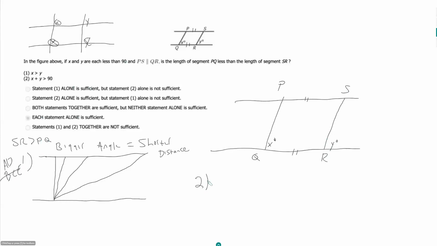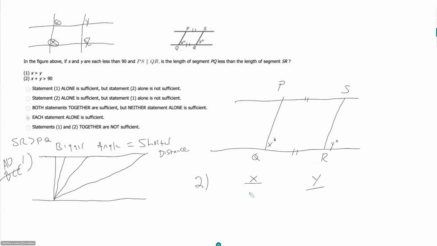Statement 2: x plus y is greater than 90. So if we use the information we just learned from the first statement, it's really which angle is bigger than the other one that determines which of these line segments is longer. And we said the bigger angle is going to have the shorter distance. So if all we know is that together they are greater than 90, and remember each one has to be less than 90, we can have one example.